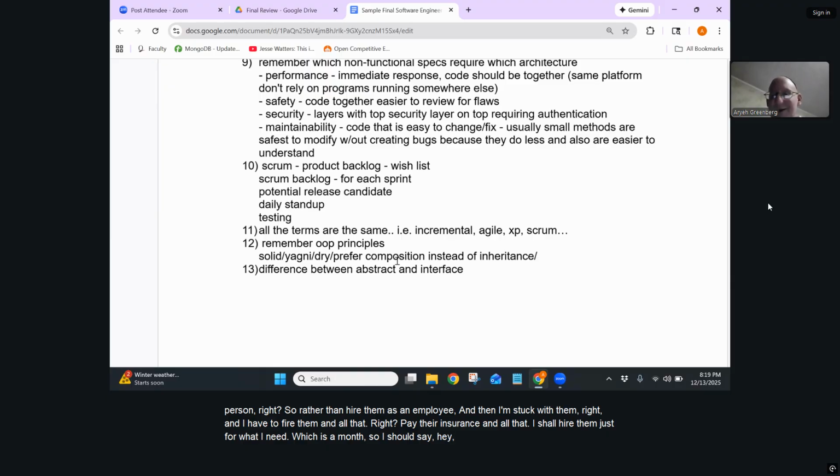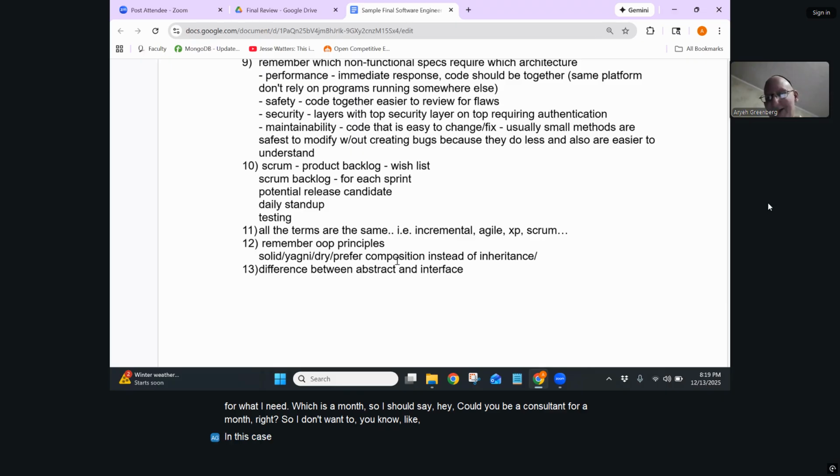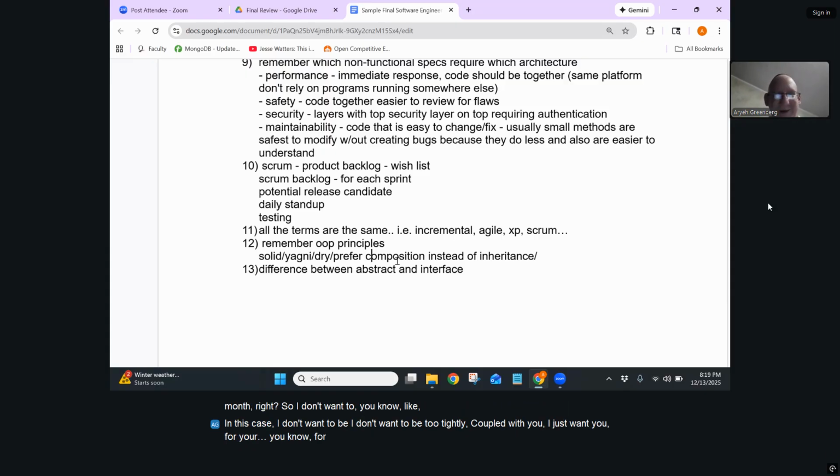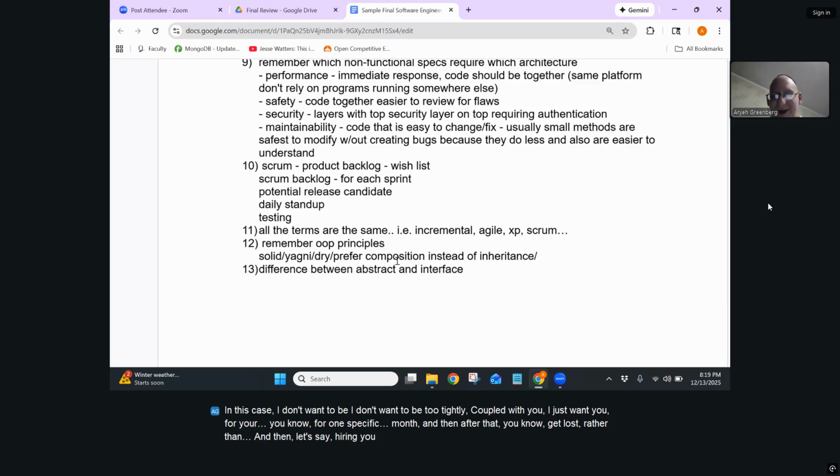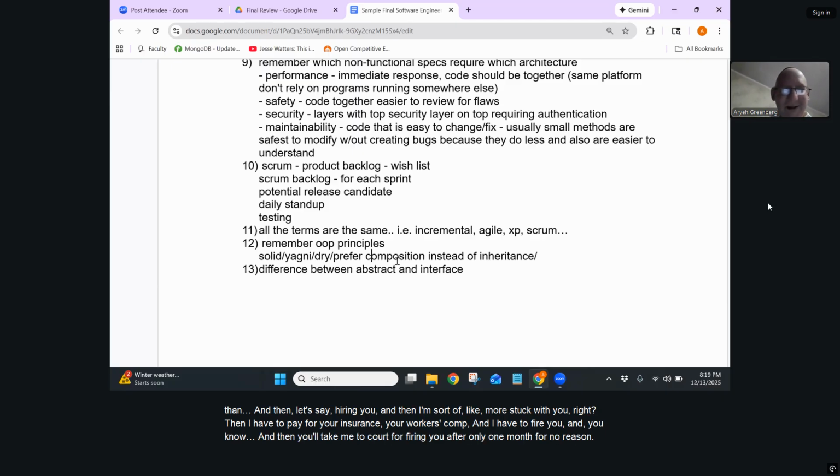So I should say, hey, could you be a consultant for a month, right? In this case, I don't want to be too tightly coupled with you. I just want you for one specific month, and then after that, get lost, rather than hiring you and then I'm more stuck with you, right? Then I have to pay for your insurance, your workers' comp, and I have to fire you, and then you'll take me to court for firing you after only 1 month for no reason, blah blah blah, and all that. And then I have to give you severance and all that.